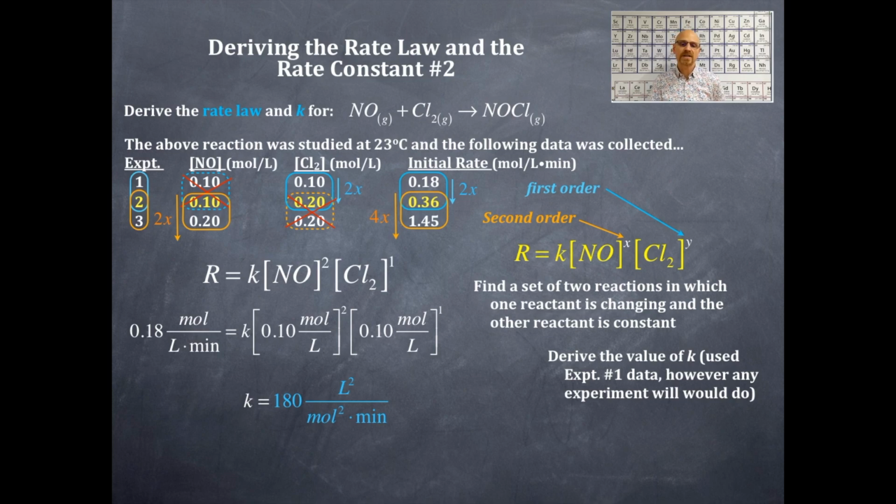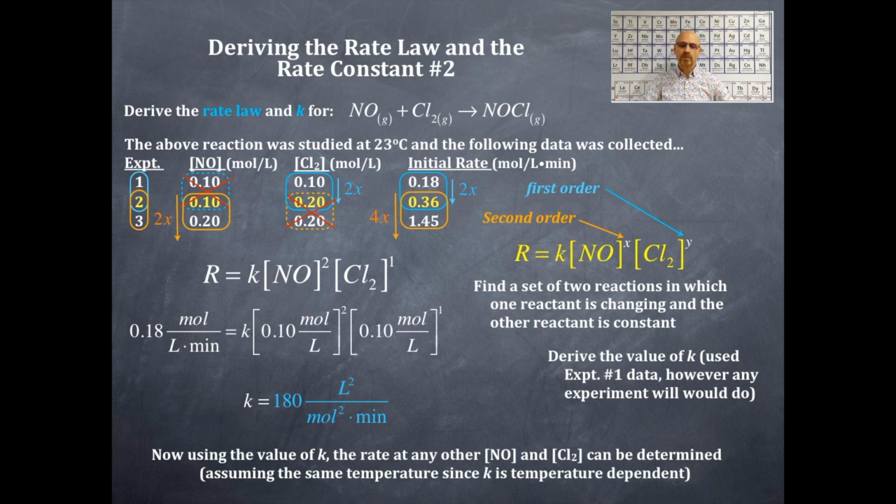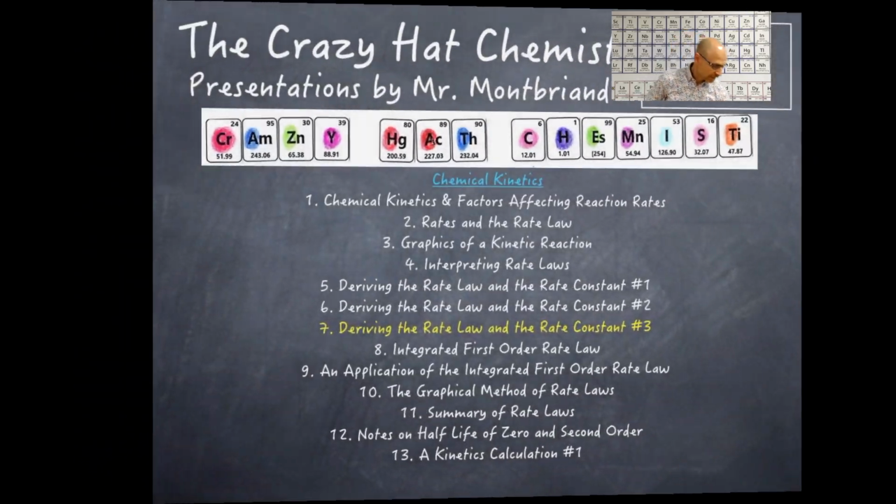That's the rate constant. Okay, you can use this rate constant to then determine the rate if you change any of the NO or Cl2 concentrations that you want to plug into this rate law. You can now get the rate without actually doing another experiment. That is, if you are using this at the same temperature, because remember the value of k is dependent on the temperature.